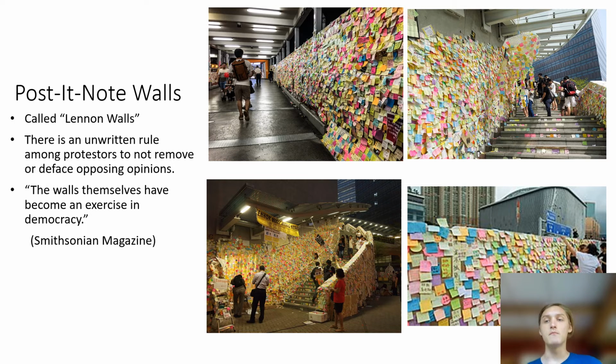The last and my most favorite piece inspired by the Umbrella Movement we will look at is Post-it Note, or Lennon walls. These Lennon walls numbered more than 100 worldwide at their peak. You could find them in Australia, New Zealand, the US, and Canada. What makes these walls so special is that with them comes the unwritten rule that no one remove or deface opposing opinions, essentially turning the walls themselves into an exercise in true democracy, which was the ultimate goal of the movement. I find that to be "do as I say and as I do," which is very inspiring.